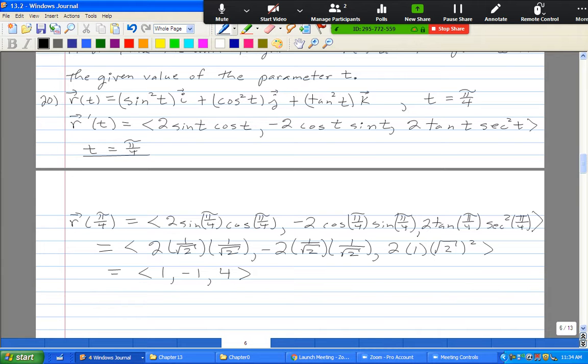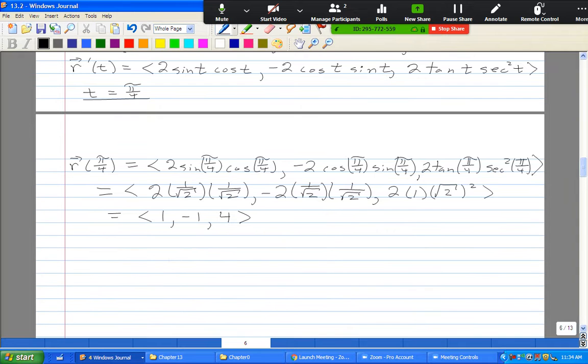Okay. And so let's find the unit tangent. Let me find the norm. Actually, let's find the norm squared. So this will be 1 squared, negative 1 squared, 4 squared. So 16, 17, 18. I forgot the primes, they somehow disappeared. So this is the square root of 18, which is 3 rad 2.